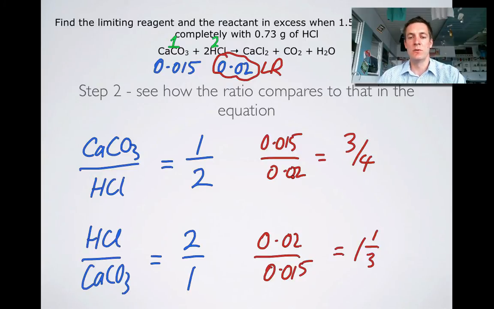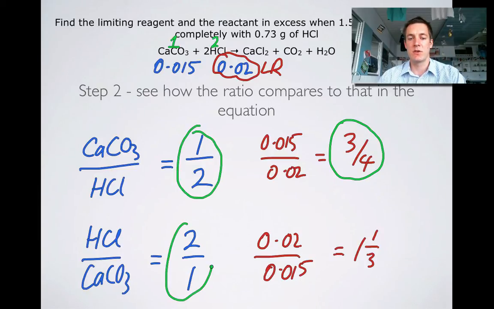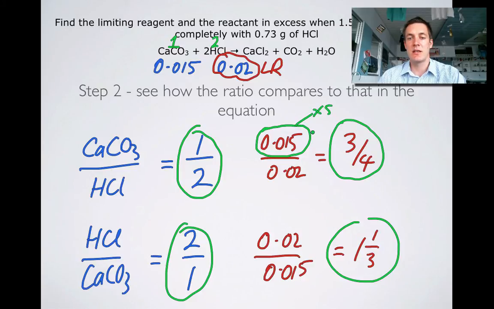Now what I do is compare what I've just found in actuality with what the ideal ratio from the balanced equation is. I'm going to do that in both cases just to show that it works both ways. 3/4 is bigger than a half. So that means that this number is bigger than it needs to be to make our fraction this size. So this number is too big, or you could say that one's too small. If that one's too big, it's in excess. If that one's too small, it's the limiting reagent. So HCl is the limiting reagent.